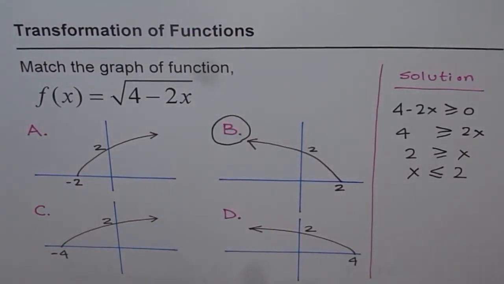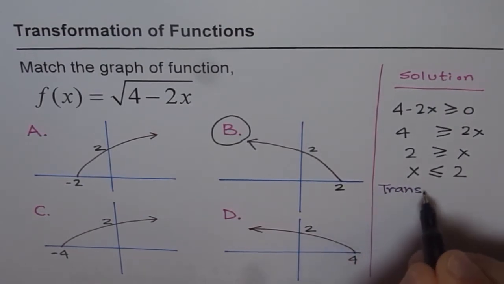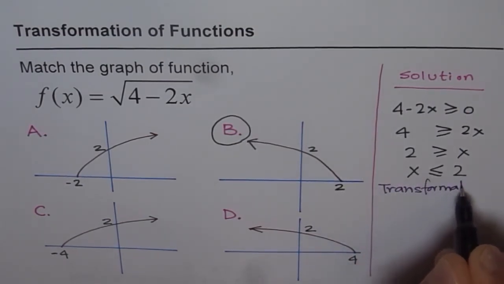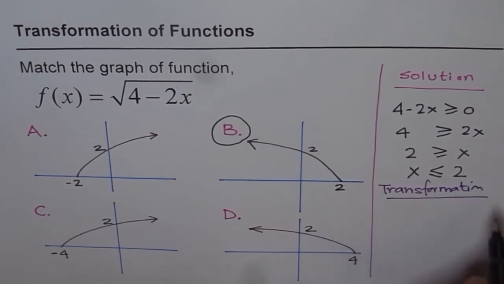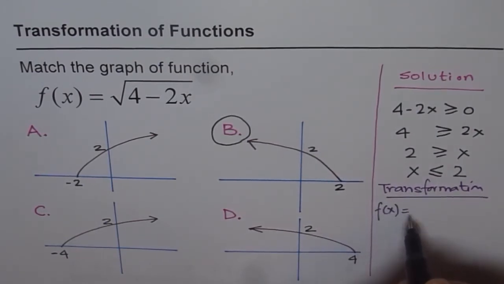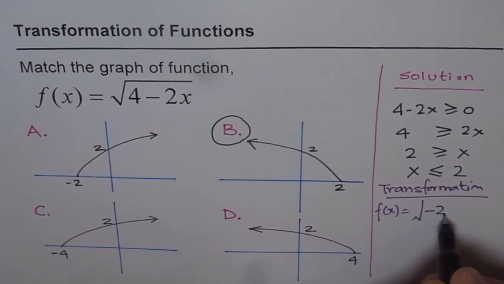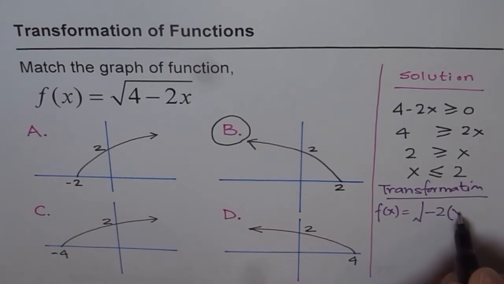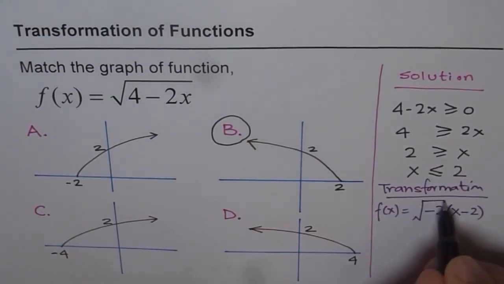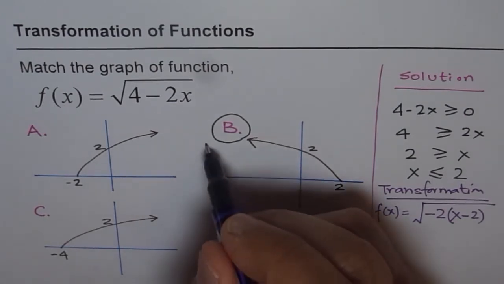Now I would also like you to see or sketch the graph depending on transformations. Let's take transformations into consideration. Now we have already answered the question. The idea is how to see it from a transformation point of view. So I'd like you to write this equation f of x in a different way. What we can do is factor out minus 2. When we factor out minus 2, we get x minus 2. And from transformation also, we can find that the answer is B, right?